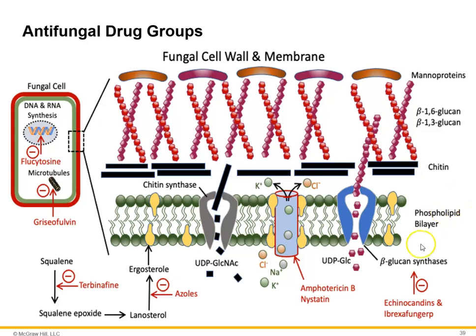Then over here you have the echinocandins. These guys are actually going to interfere with the cell wall. And so they interfere with the synthesis of these building blocks of part of the cell wall. Then over here you can see griseofulvin. It's going to interfere with microtubules. And flucytosine, again, interferes with DNA and RNA synthesis. Don't worry so much about these guys. I want you to focus on the azoles and amphotericin B, and I want you to know that they're going to affect the fungal cell membrane.